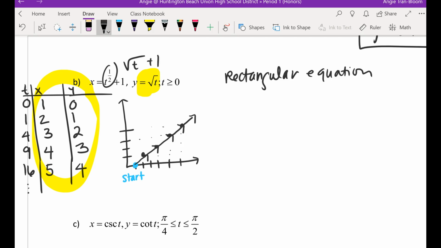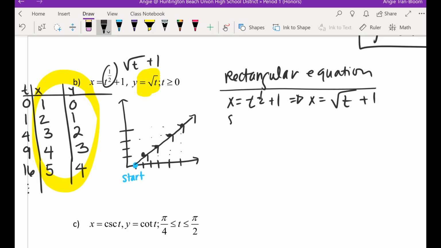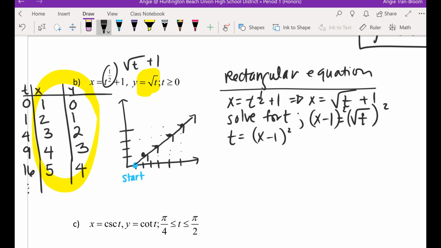So for the rectangular equation, remember we want it to be y equals. First, you're given x equals t to the 1/2 power plus 1, which is the same thing as x equals square root of t plus 1, if that's how you want to think of it. Next, we are going to solve for t. I will move the 1 over, so x minus 1 equals square root of t. Then I will solve by squaring both sides. So t is the quantity x minus 1 squared. I'm going to leave that for now. I don't need to simplify that out.